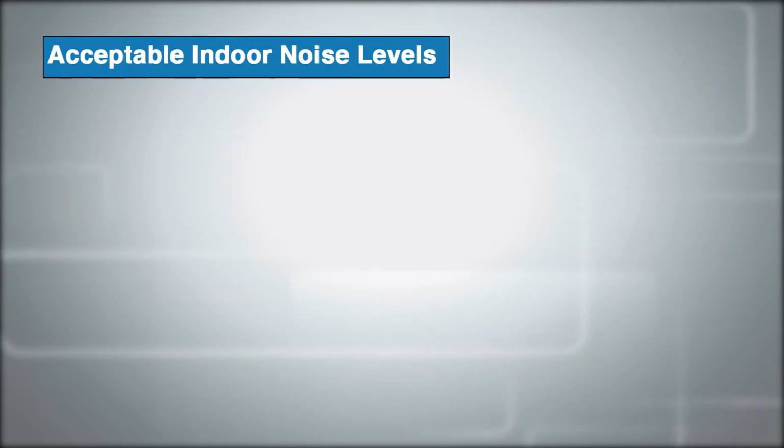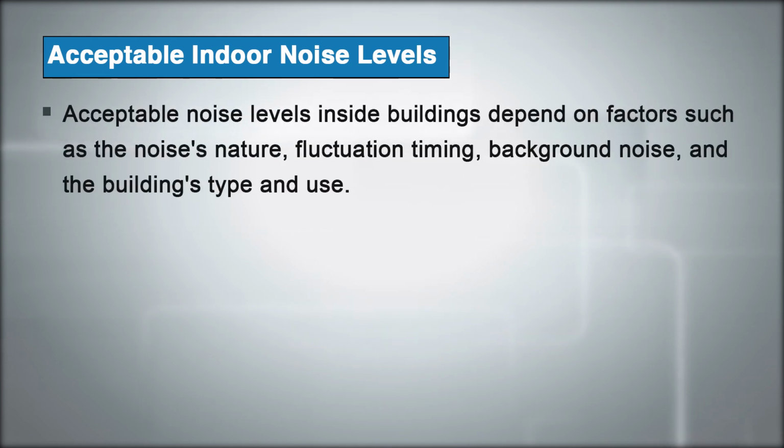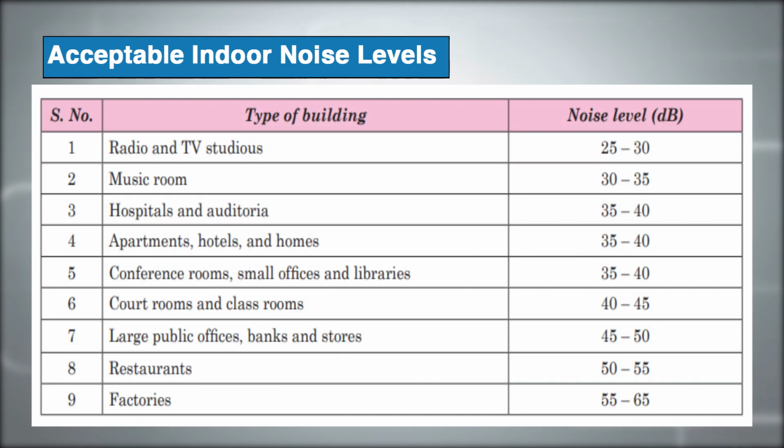Now, we will look at some acceptable indoor noise levels. Acceptable noise level inside a building depends on factors such as noise nature, fluctuation timing, background noise and the building type and use. Acceptable noise levels in various buildings are outlined as follows. For example, radio and TV studios have a noise level in the range of 25 decibels to 30 decibels.